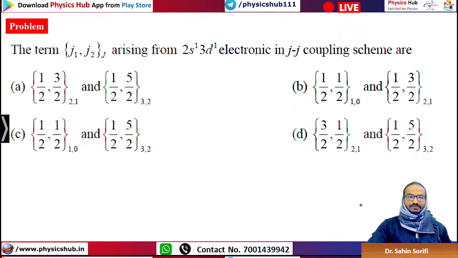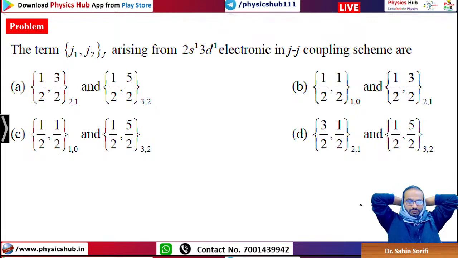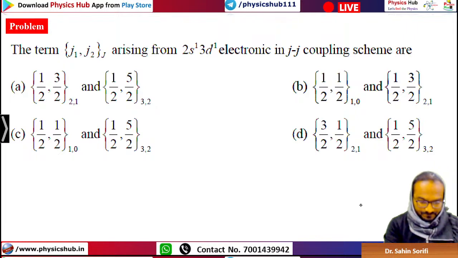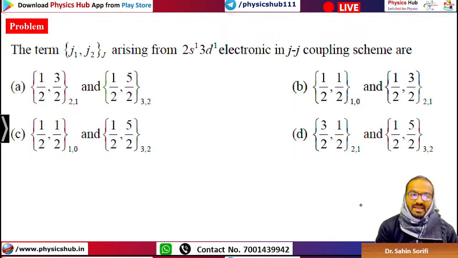Do this one. The J1, J2, J arising from 2s1, 3d1 electrons in JJ coupling scheme are. Oh, we are almost at the end. Tell me, guys, for 2s1, 3d1 electron, what will be the correct option for the JJ coupling scheme?